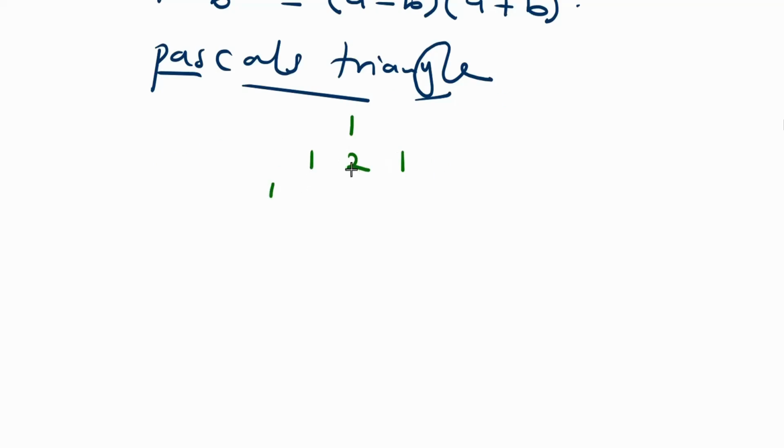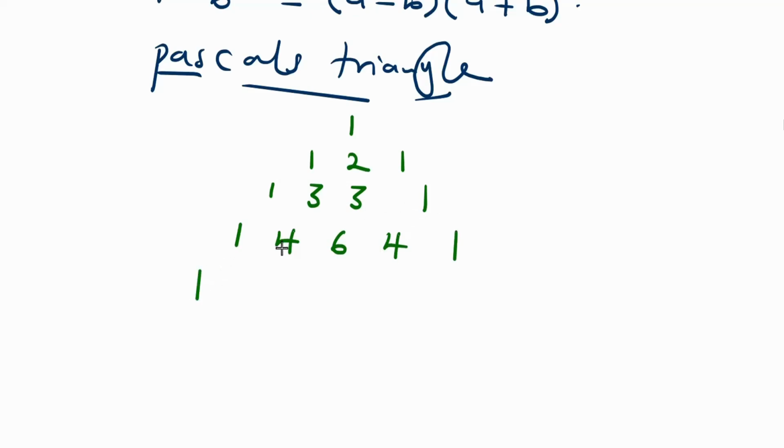Then 1 plus 2, that is 3. Then 2 plus 1, still that is 3. Then a 1. Still we continue, this is a 1. Then 1 plus 3, this is giving us a 4. Then 3 plus 3, it's giving us a 6. Then 3 plus 1, it's giving us a 4. Then a 1.